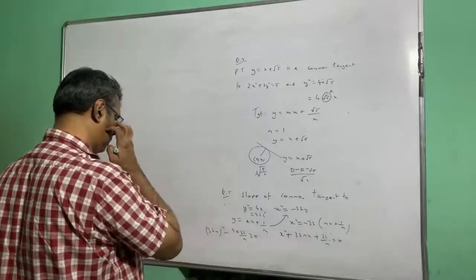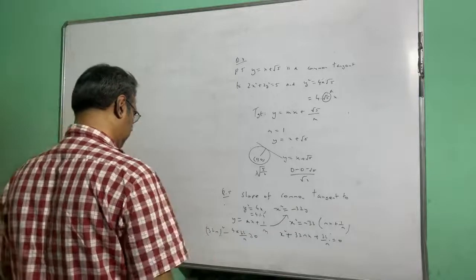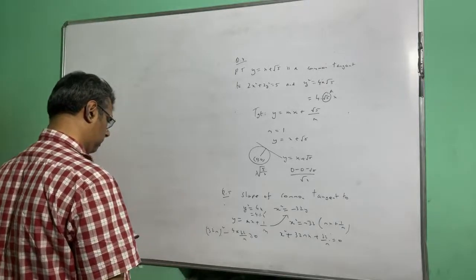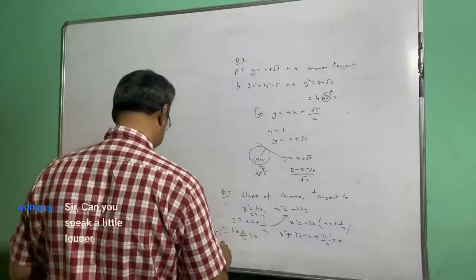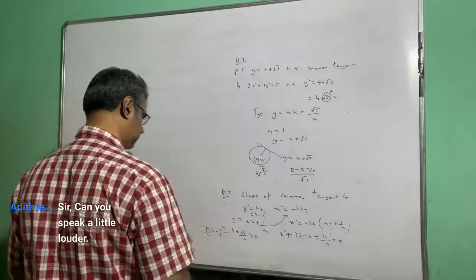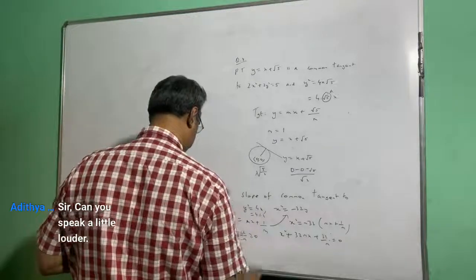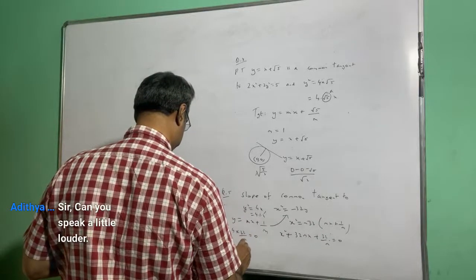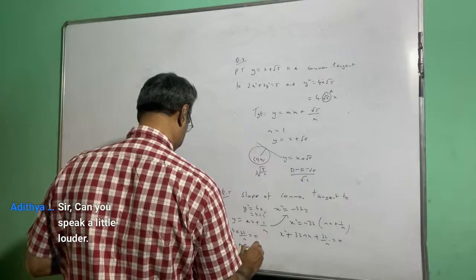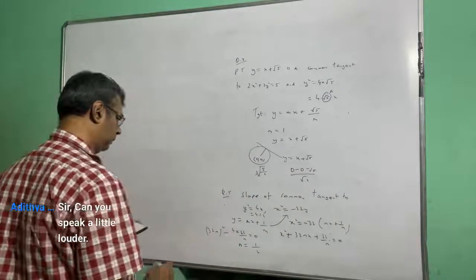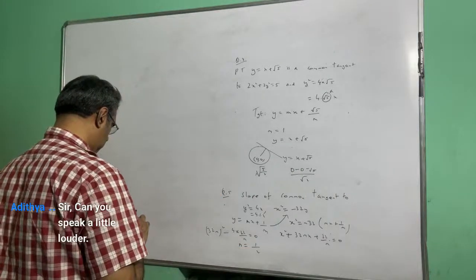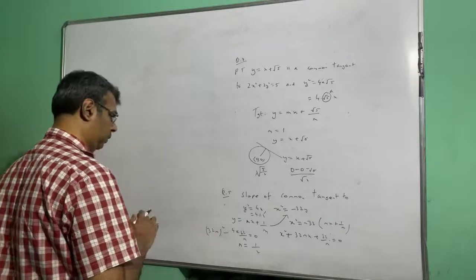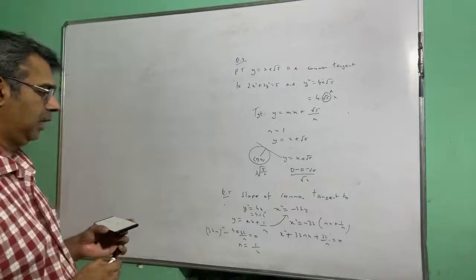So if we use discriminant equal to 0, then m is coming half. So the slope of the common tangent will be half.